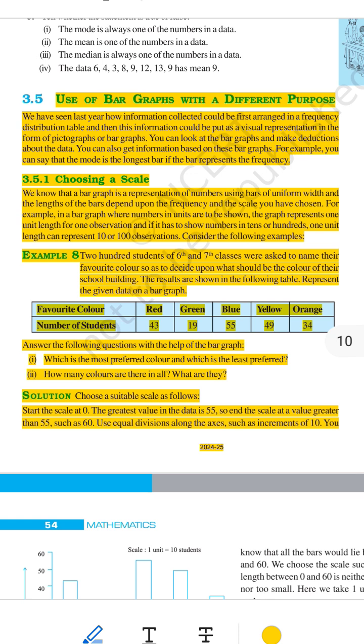How to choose the best scale? Find the biggest number in your data. Make sure the scale goes a bit higher than your biggest number so all bars fit. Choose steps like 10, 20 that make it easy to read. Example, if the highest number is 55, go up to 60 with steps of 10: 0, 10, up to 60. If you choose a scale too small, bars will go outside the page. If the scale is too big, bars will look tiny.